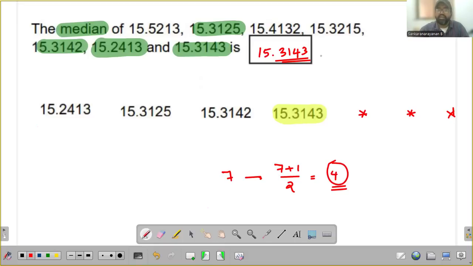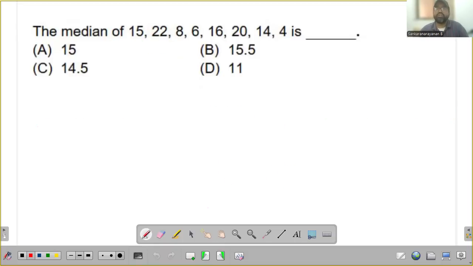Now let us consider the next question. You are asked to find the median of 15, 22, 8, 6, 16, 20, 14, and 4. Observing the number of observations, 1, 2, 3, 4, 5, 6, 7, 8. 8 observations are there. So 8 by 2. You look at the fourth observation and the fifth observation after arranging them in ascending or descending order, and you take their arithmetic mean.